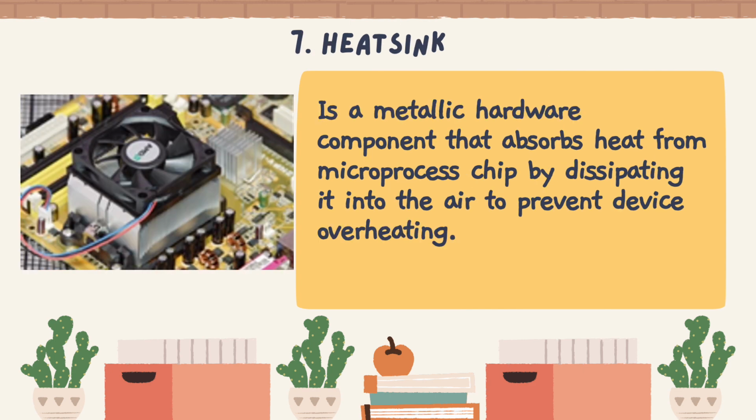Number 7, heatsink. So, yung heatsink po is yan yung nasa ibabaw ng microprocessor or ating CPU. It is a metallic hardware component that absorbs heat from the microprocessor chip by dissipating it into the air to prevent device overheating. So, ang purpose niya is, di ba merong fan, exhaust fan sa ibabaw? This one. Wait lang. Ito po. Is merong fan. Okay? CPU fan ang tawag dyan. Then, yung nasa ilalim, ito ay heatsink.